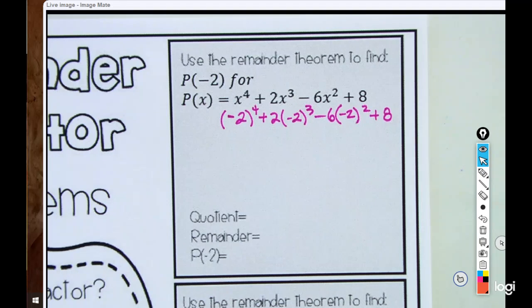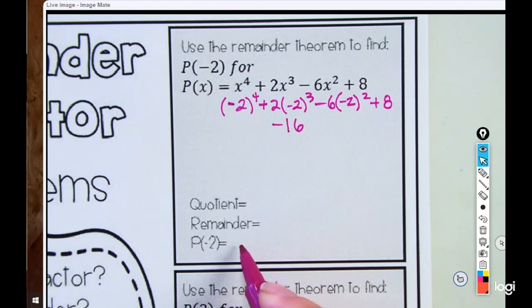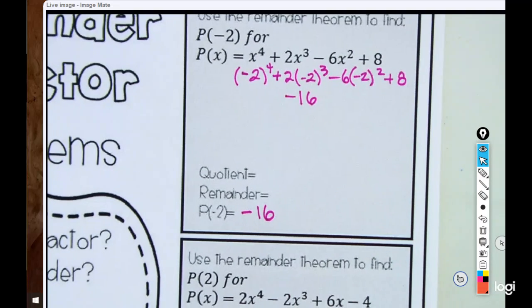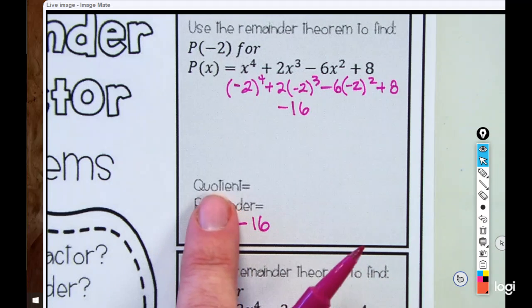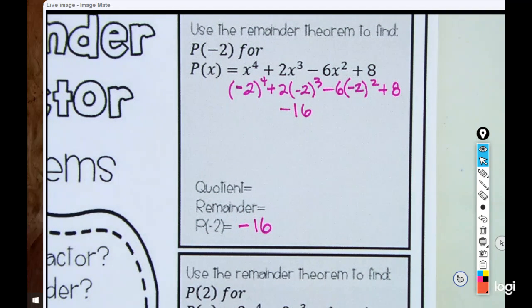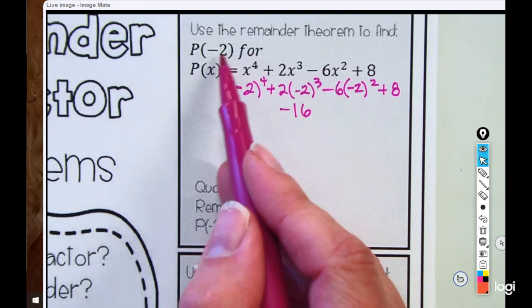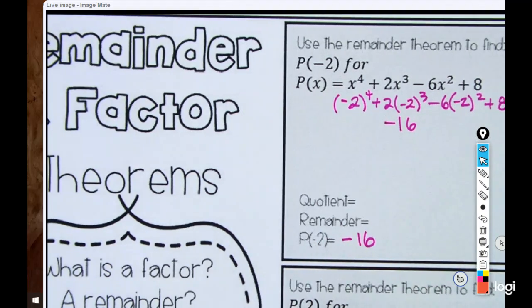-16? Yeah, you guys were just afraid to say that out loud? All right. So P of -2 is -16. All right, but then here in your homework it'll say, okay, what's the quotient and what's the remainder? What on earth does that mean? We're pretty okay with figuring out what P of -2 is, but this seems weird and odd, right?